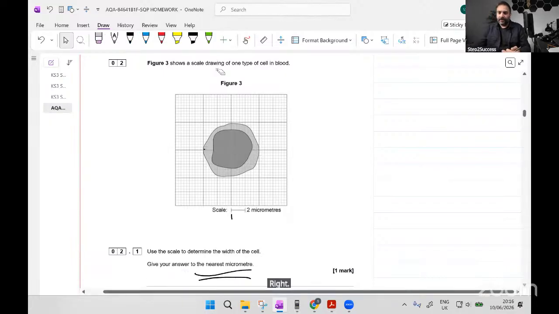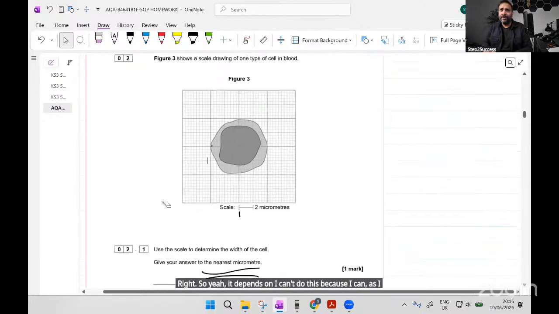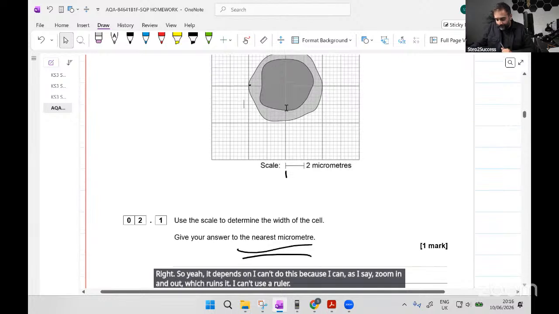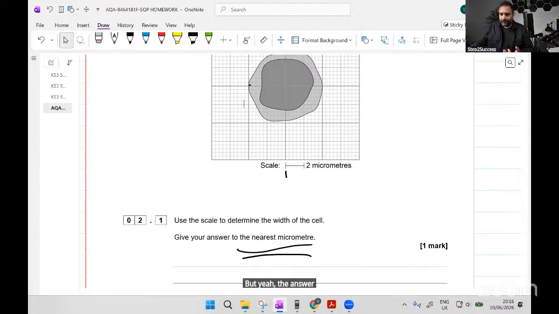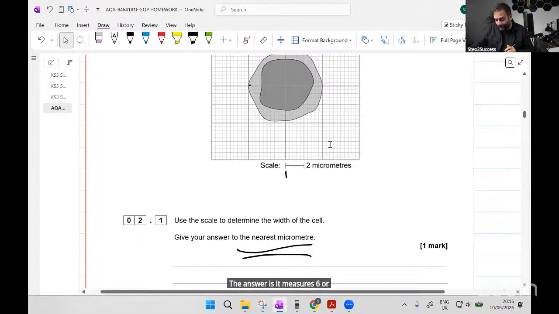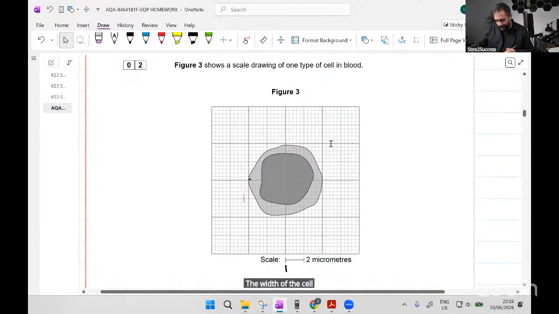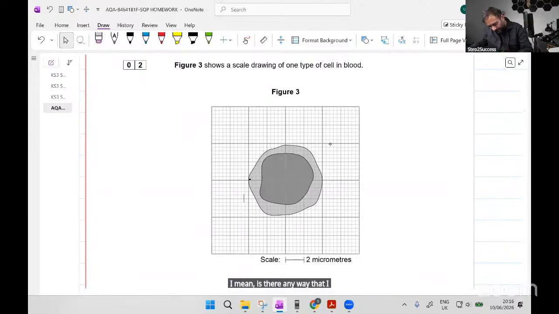So yeah, it depends. I can't do this because, as I say, I can zoom in and out, which ruins it. I can't use a ruler to do this. But yeah, the answer is 8. The answer is 8. It measures 6 or 7 micrometers, the width of the cell. I mean, is there any way that I can do this? Oh, there might be. Let me see.